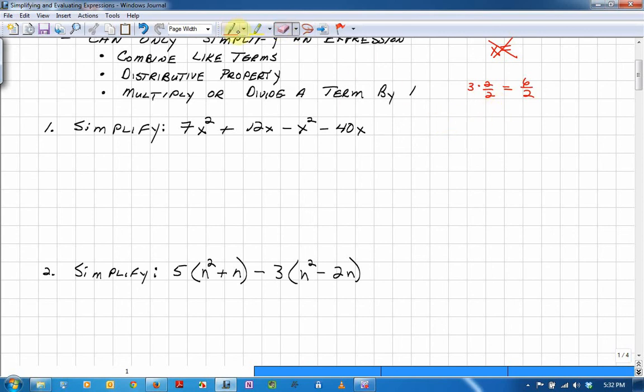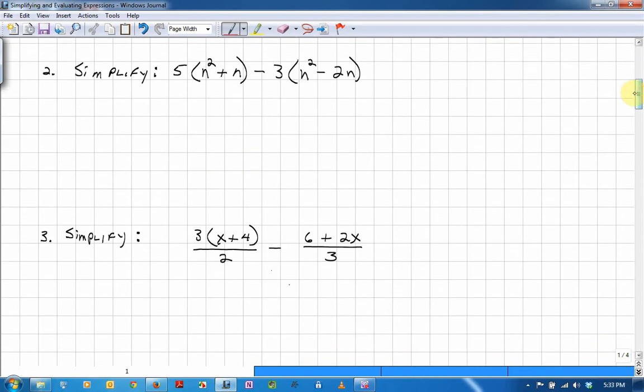So for this particular problem, the 7x squared and the minus x squared can combine. Let's subtract the coefficients. There's a 1 in front of the x squared in this case, so we would have 6x squared. Now let's look at the x's. This is a 12x, and it's a subtract 40x, so we could say 12 minus 40, and that would be minus 28 actually, so minus 28x, and that would be my simplified expression. That's as much as I can do.